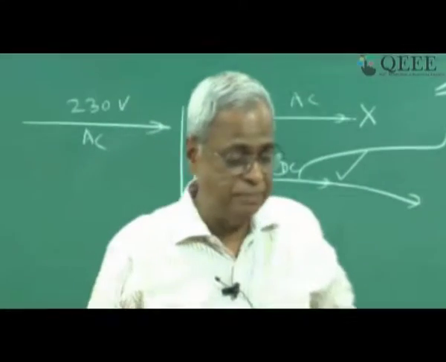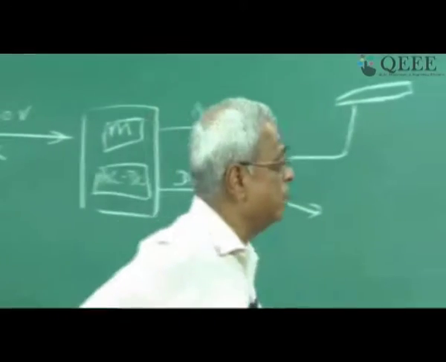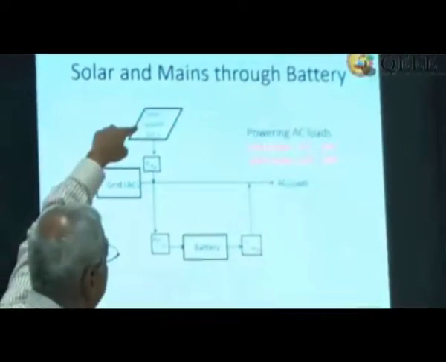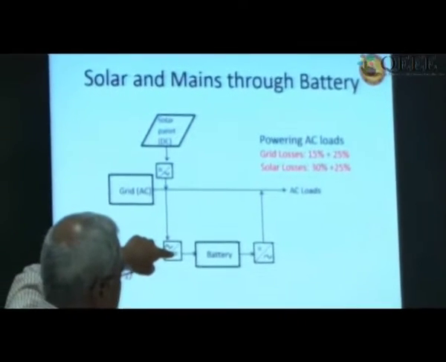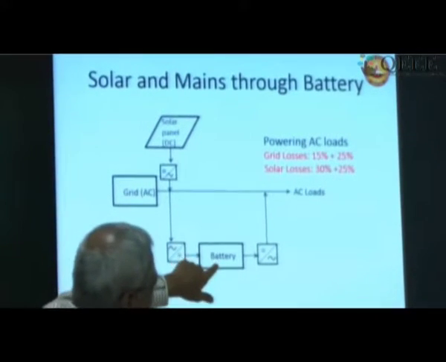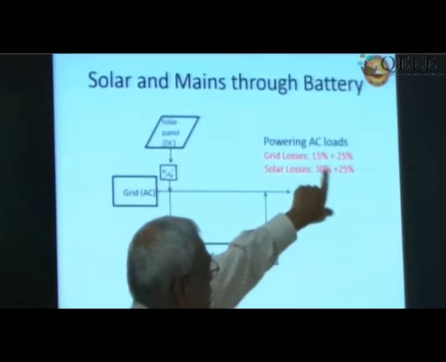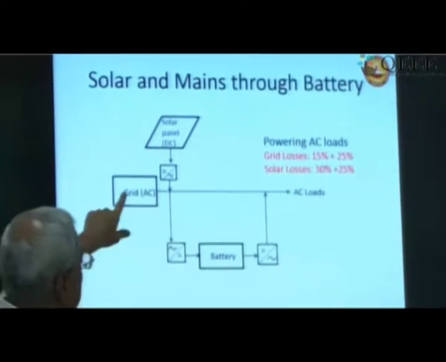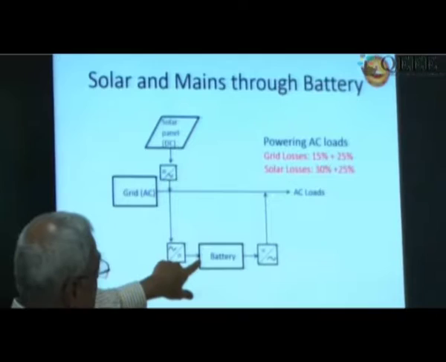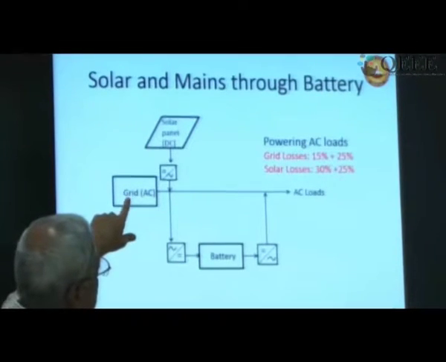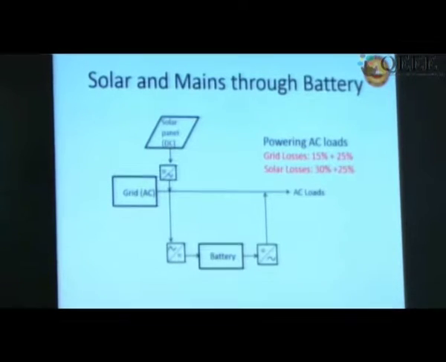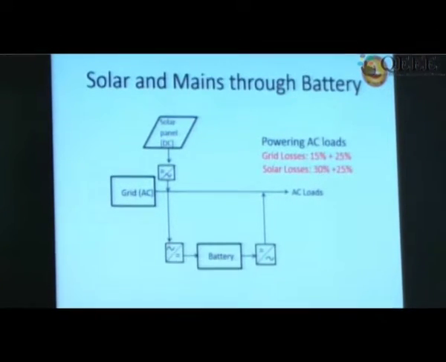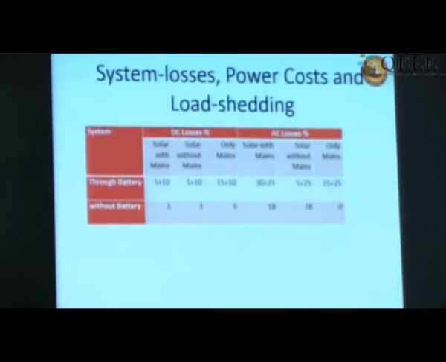What if I use AC? Then I have more losses. No losses here, grid can go directly to AC. But if I go through the battery, solar, if I do 15 plus 15, 30%, then from battery 10 plus 15, 25%. So 30 plus 25%. If I do grid, I get 15 plus grid 15% and 25% outside. That's typically the losses.